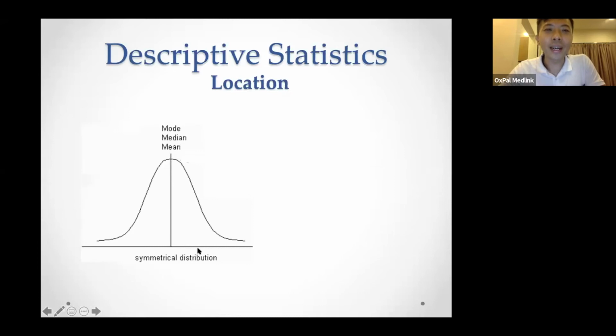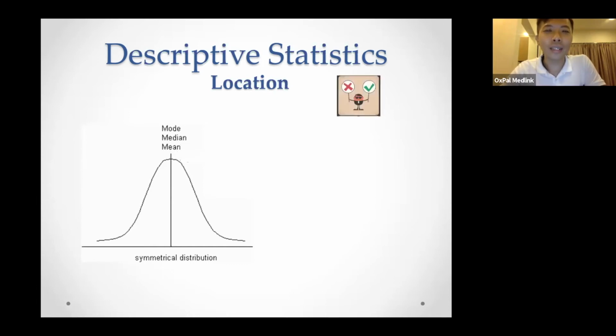So in a situation for which the distribution is symmetrical, so same on the left side and the right side, then the mode, median, and mean would fall exactly on this vertical line on the x-axis. The x-axis represents the height, so let's say 170 cm. If the distribution is symmetrical, the mode, mean, and median are all equal.